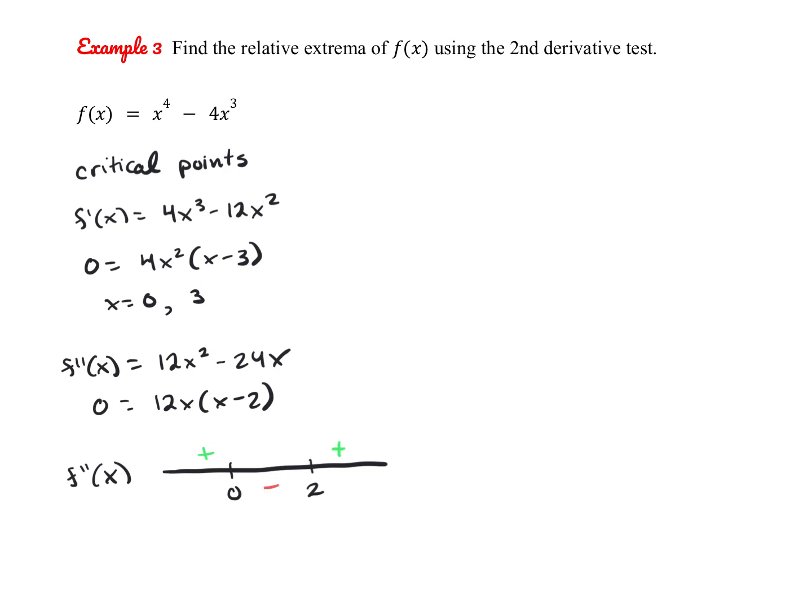So we can see that at x equals 3, I'll make a note over here, our second derivative is greater than 0. So that tells us that our graph is concave up. So it looks something like this. If something is concave up, that means that we actually have a relative minimum. So at x equals 3, we have a relative minimum. So that's part of our answer.